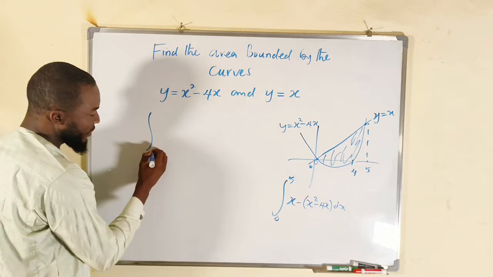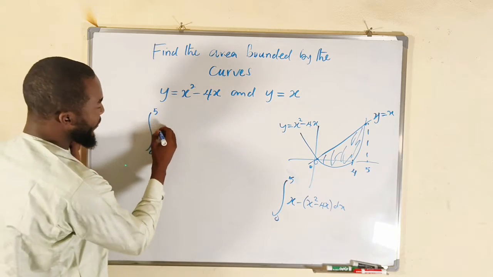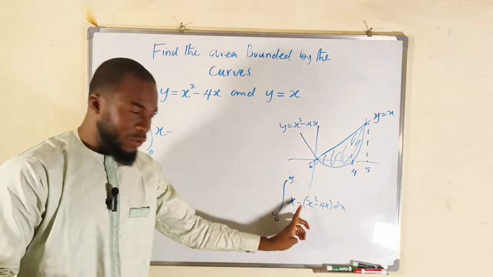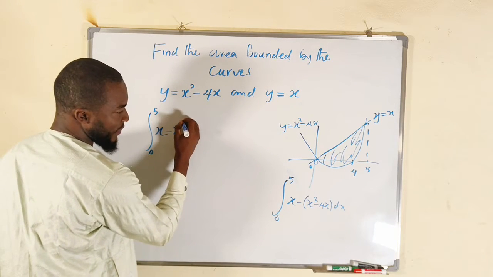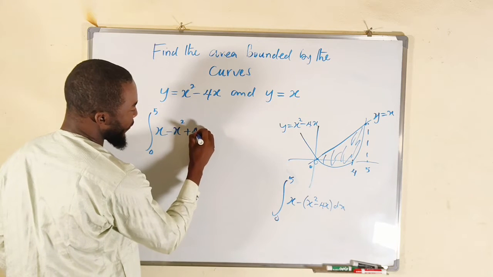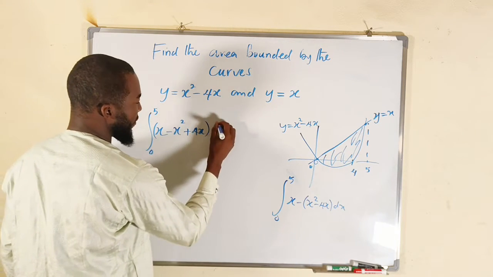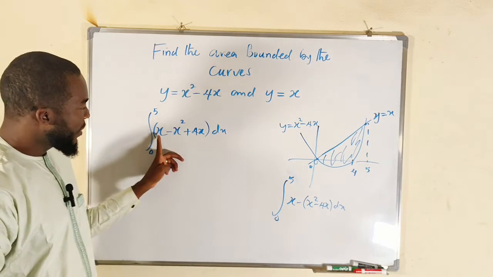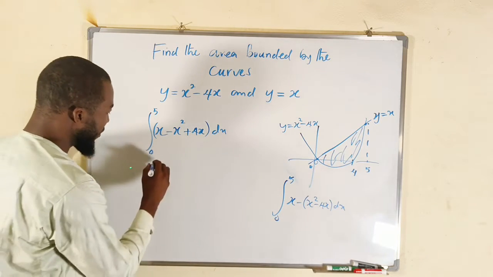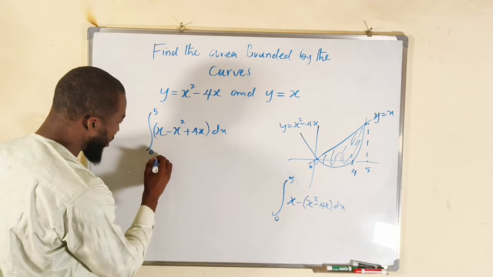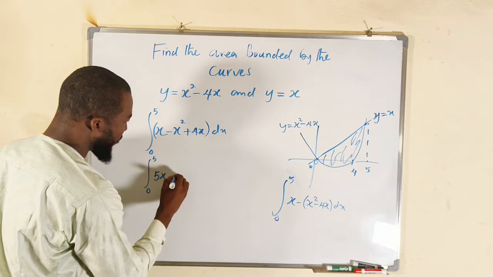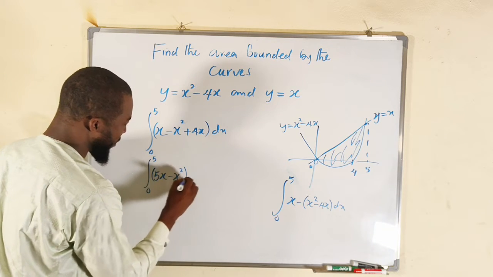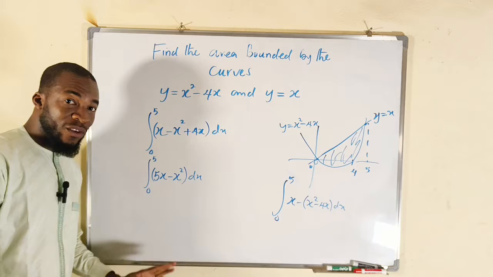So let's do that. This is the same thing as the integral from 0 down to 5 of the function x minus, once you distribute this negative sign inside, you have minus x squared, then plus 4x dx. And we have this, and this will give us 5x, right? So this is the same thing as the integral from 0 down to 5 of 5x minus x squared dx.